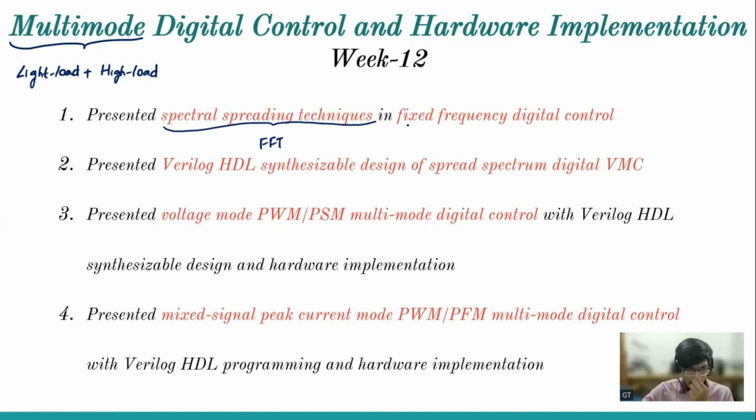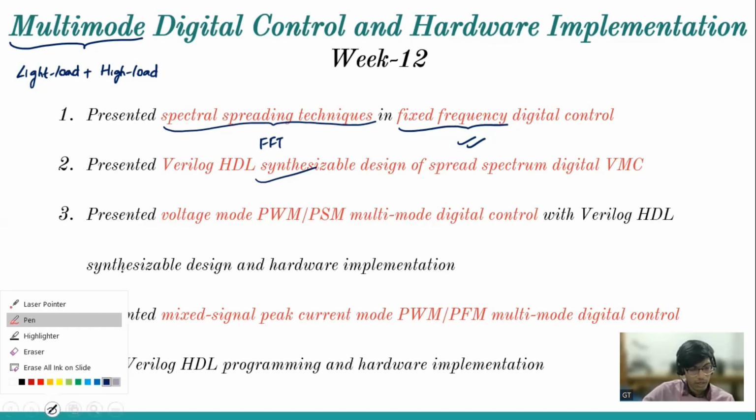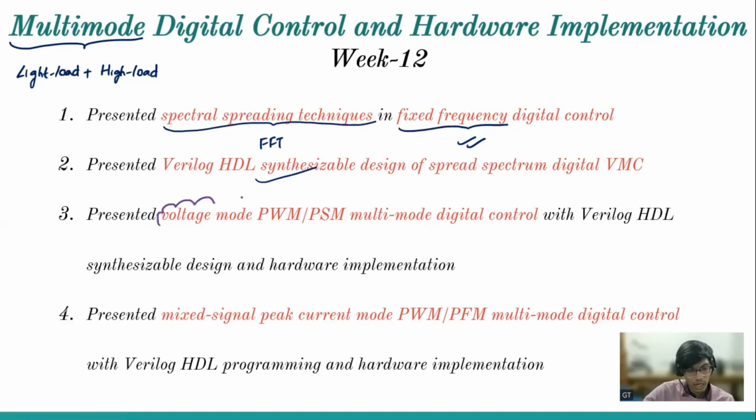So we have seen that for fixed frequency, because in variable frequency the frequency is varying and we do not have control on it because it is coming from the closed loop. So this can only be done for fixed frequency. And then we have seen the Verilog HDL implementation of the same. And then we have discussed the voltage mode PWM PSM. So one is the voltage mode and the other one is the current mode.